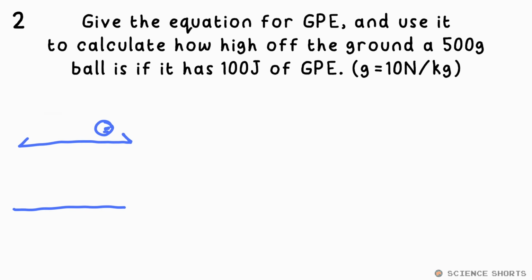Question 2. What is the equation for gravitational potential energy, GPE, and how high off the ground is a 500 gram ball if it has 100 joules of GPE? Let's say that g, gravitational field strength, is 10 in this case.